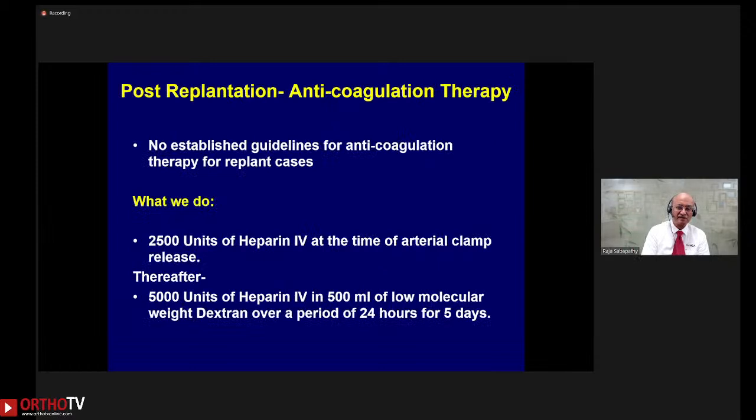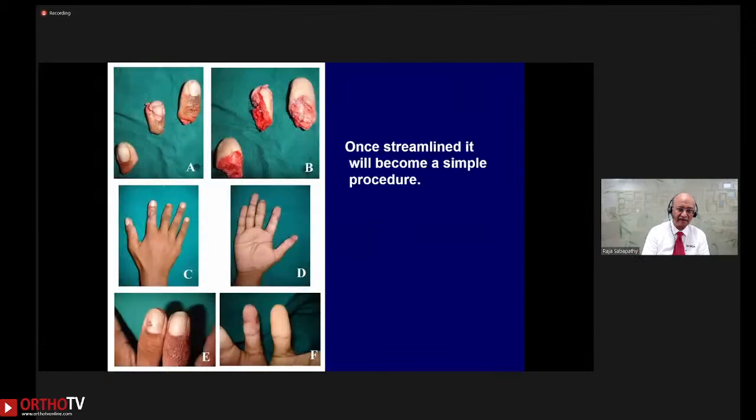And after replantation, we always give anticoagulation therapy. There are no established guidelines. If you ask me why I do it, I can't say. I just do what I learned in Louisville. We give 50 units per kg of heparin at the time of arterial clamp release, and thereafter, depending upon the weight of the patient, for an adult we give 5,000 units of heparin in 500 ml. I was using low molecular dextran, but had one anaphylaxis, so now we use normal saline and give it for 24 hours for 5 days.